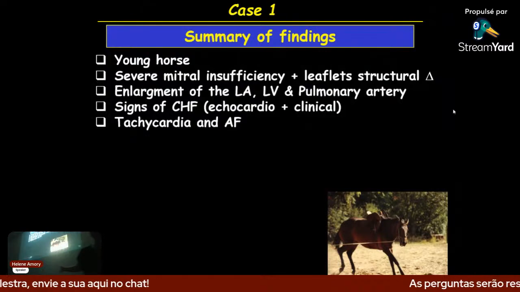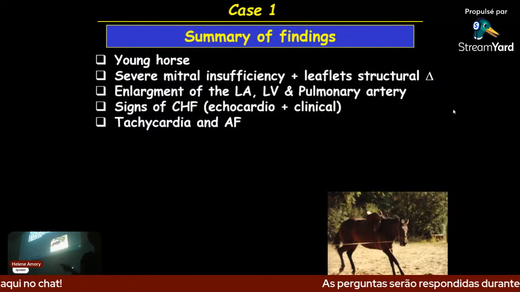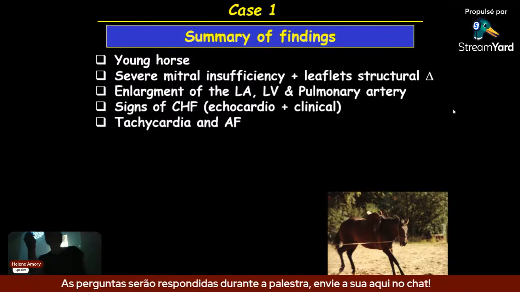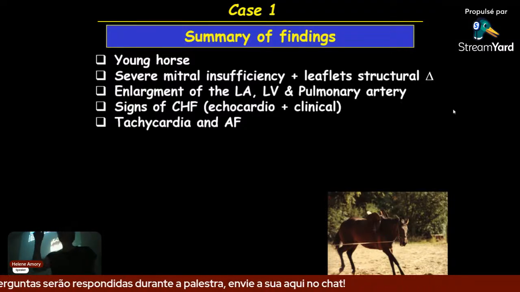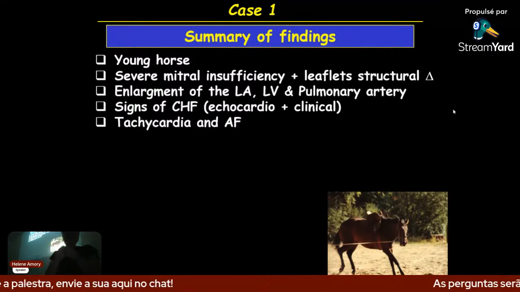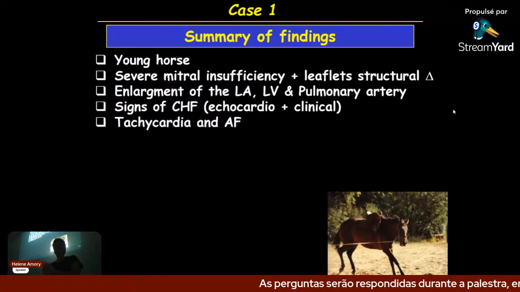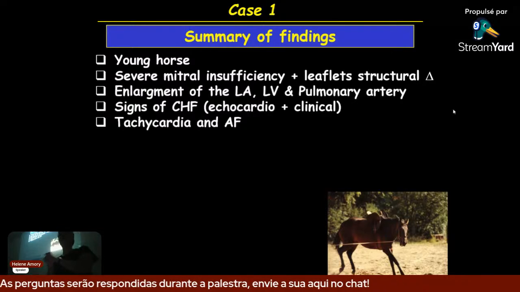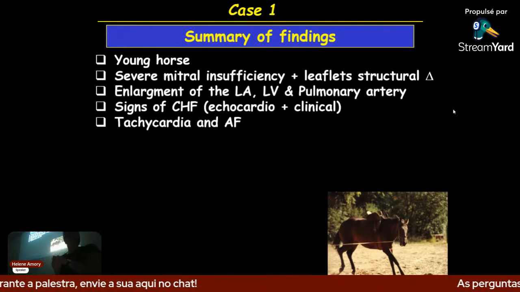The summary of this case: we have a young horse with a very severe mitral insufficiency. The leaflets of the mitral valve seem to be modified, seem to be thickened. There is an increase in the diameter of the left atrium, of the left ventricle, of the pulmonary artery. We have clear signs of congestive heart failure in this case, and we have tachycardia and atrial fibrillation.